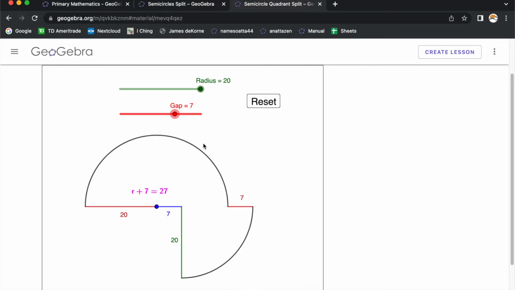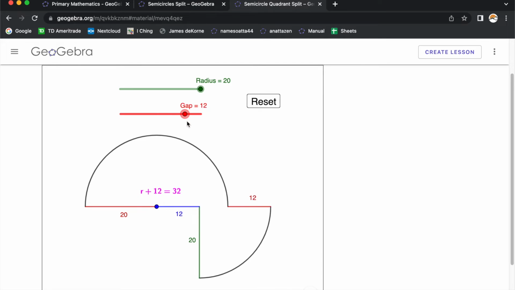So you will notice that the so-called gap on the left and the right hand side actually remains the same, but the gap on the left hand side is measured from the center. It is not measured from the edge of the semicircle here. Because if you were to measure the length from this edge, it has to include the radius. That is why we have this r plus 7. 7 is the gap and r is the radius. You get 27. So let's increase the gap and see that that is the pattern.